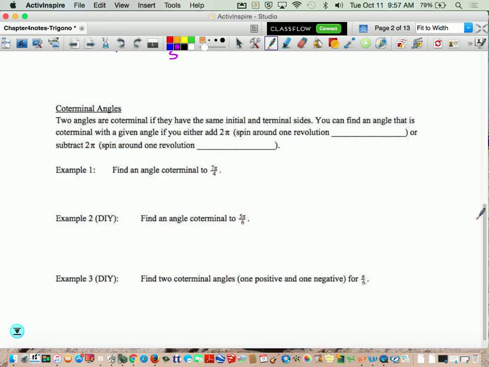Coterminal angles. Coterminal, they share a terminal side. So basically all you do is spin around 2 pi or 360 degrees. So for example, if I drew a 30-degree angle, somebody could start at 0 and they could wrap around and go to that spot, and now that would be 360 plus 30 or 390. But they share that same terminal side. So two angles are coterminal if they share the same initial side.